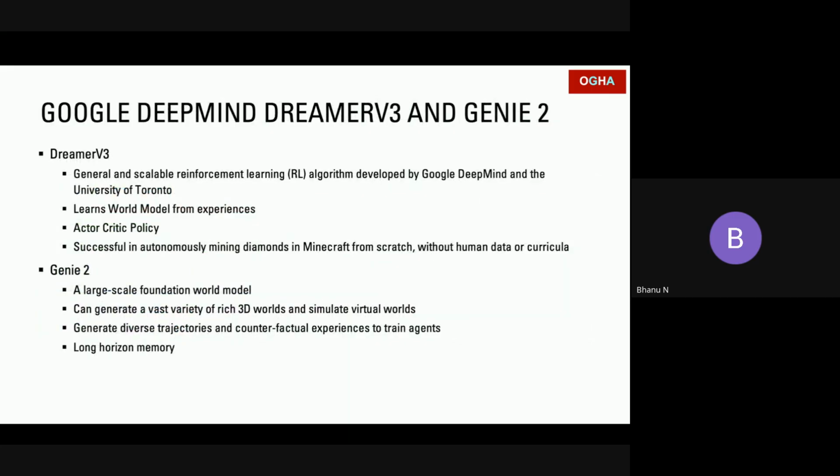Now, Google DeepMind's Dreamer V3 is a general and highly scalable reinforcement learning algorithm. Reinforcement learning means you have a reward system, and it's an algorithm developed by Google DeepMind and the University of Toronto. It learns its world model from experiences that are thrown at it. And for its success, there's something called an actor-critic policy. Its lightweight policy engine is based on actor and critic.